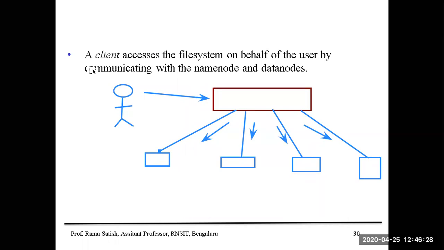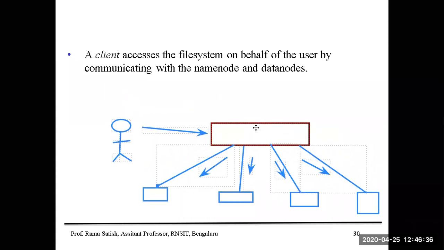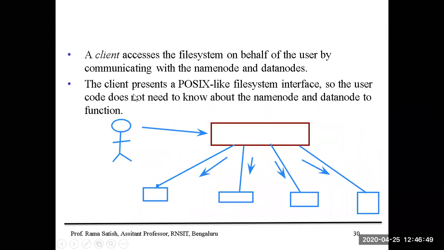And if you look at all these operations, the entire operation is monitored and taken care of by your name node. And data node only stores data and follows the instructions from the name node. And the client presents a POSIX-like file system interface. So that is a Unix system interface. So the user code does not need to know about the name node and data node functions. So this is very, very important.